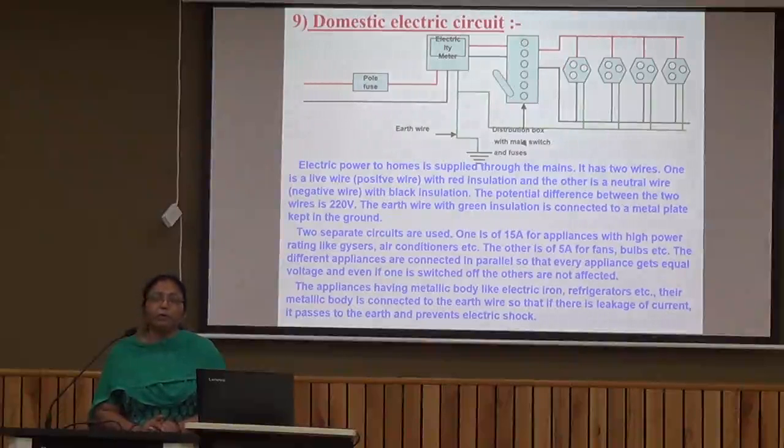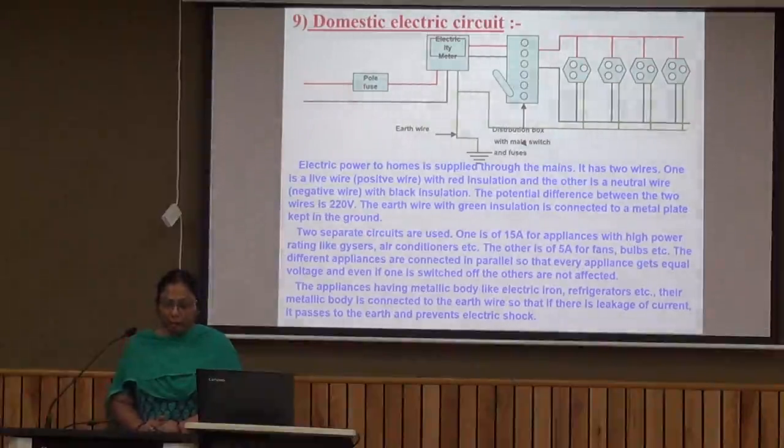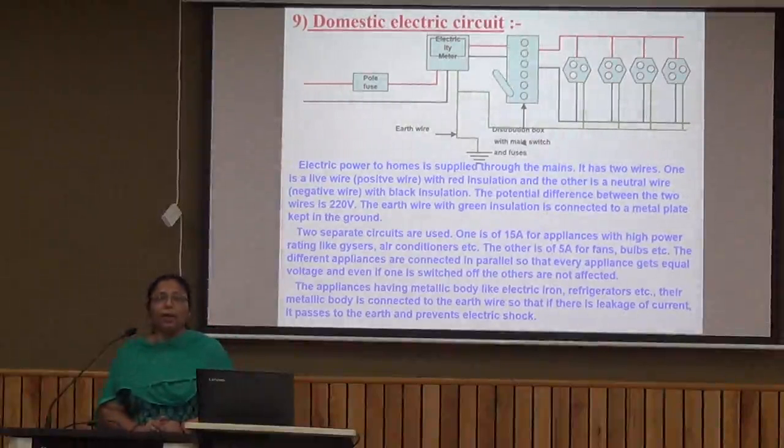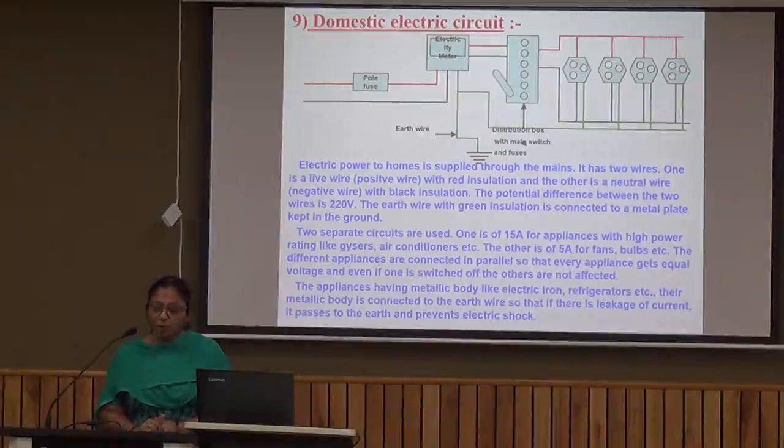But if the gadget is of heavy power, then there would be a third terminal which will be connected to the earth wire. What is the function of the earth wire? Any leakage of current, any excessive current is passed to the earth through the earth wire, and the current flows in a circular manner from the live wire to the neutral wire, and the plug on the gadget will keep functioning accordingly.